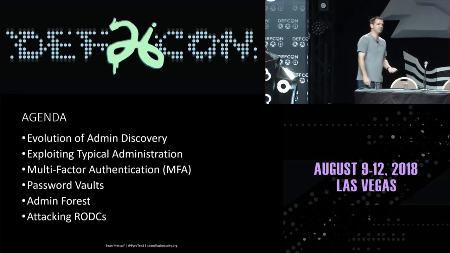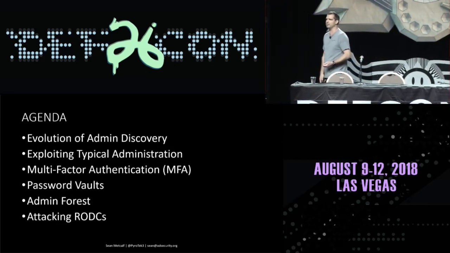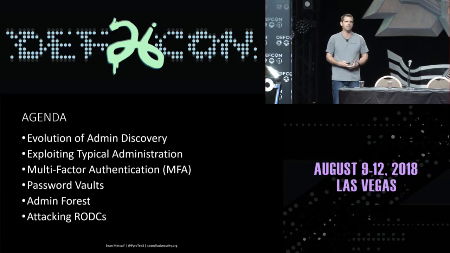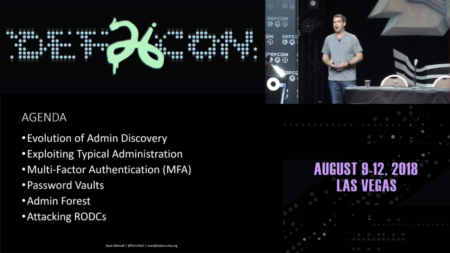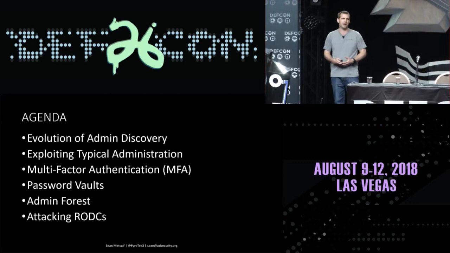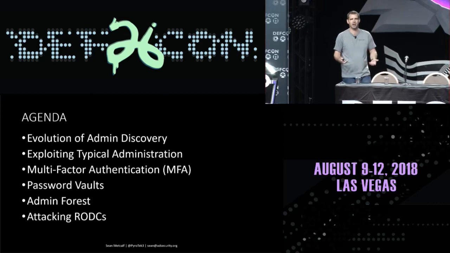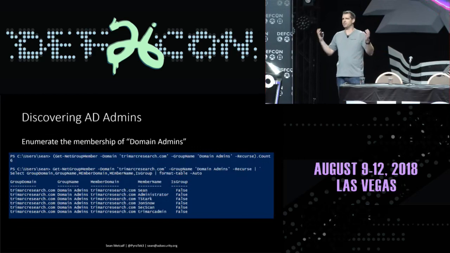So we're going to talk about the evolution of admin discovery. How do we find admins in the environment? The challenges with that, and some of the issues with correctly discovering admins in Active Directory. How to exploit typical administration, at least how I often see AD administered. Challenges and problems with multi-factor. Password vaults seem to be more popular, so we're going to talk about bypassing and subverting password vaults. And then the vaulted admin forest, aka the red forest. And then I'm going to talk about how you can actually attack read-only domain controllers to compromise AD, which should be fun.